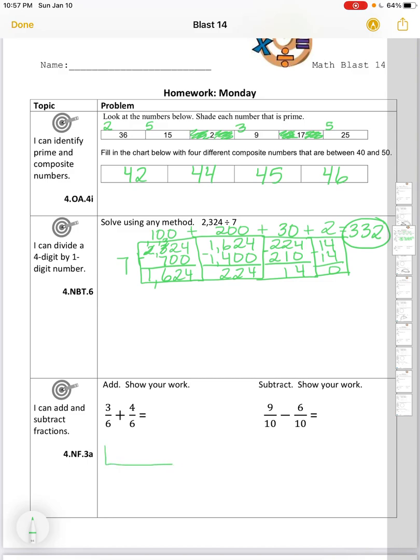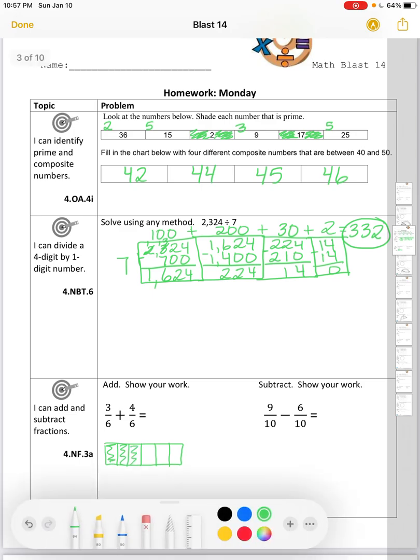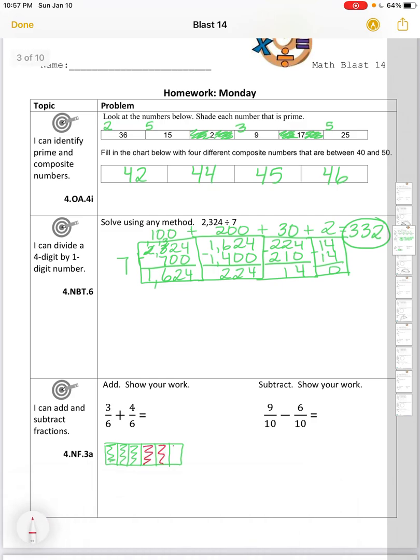3/6 plus 4/6. Well, I'm going to draw a fraction bar here, and I'm going to break that into sixths. I want to shade in 3/6. 1, 2, 3/6. Now I'm going to add on 4/6. So here's 1, 2, 3. Oh, I don't have enough, so I need another fraction bar. We'll break that into sixths.